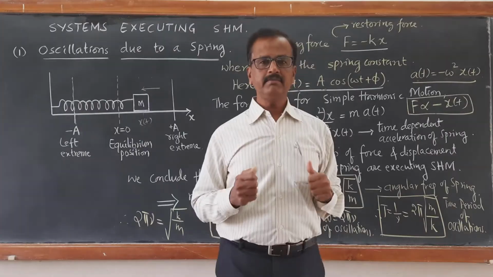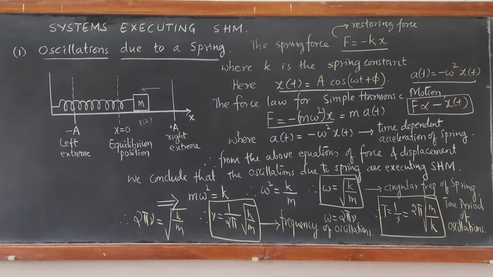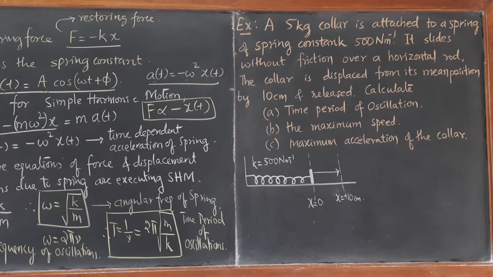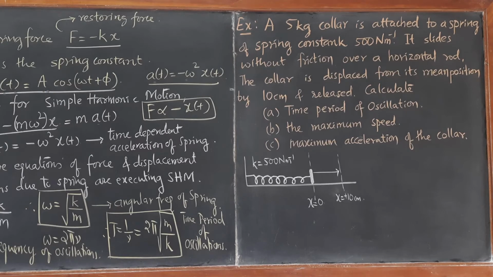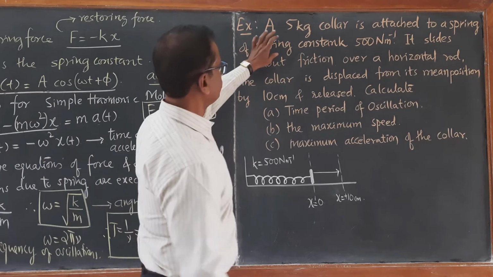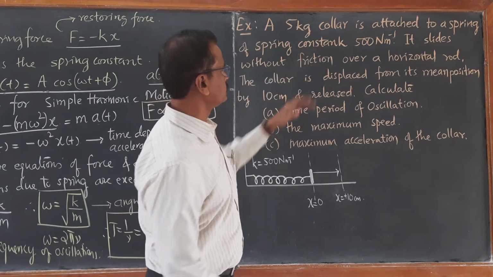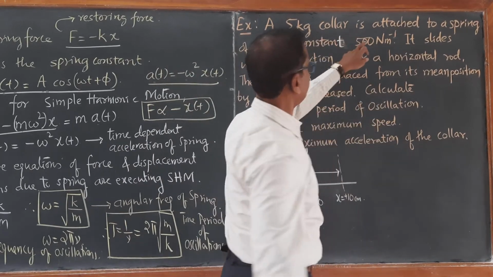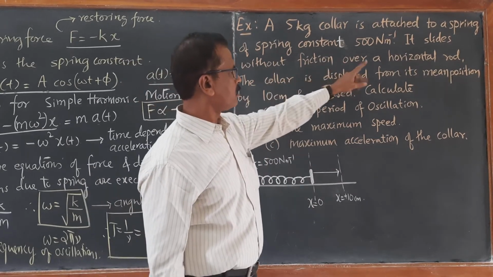Now let us solve a simple problem. There is a spring. A 5 kg collar is attached to a spring of spring constant 500 Newton per meter. It slides without friction over a horizontal rod.